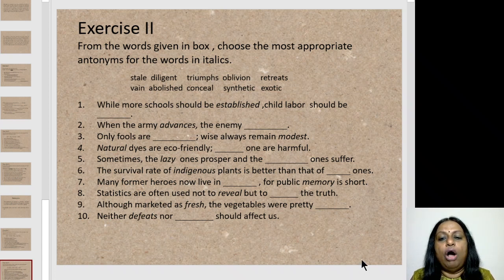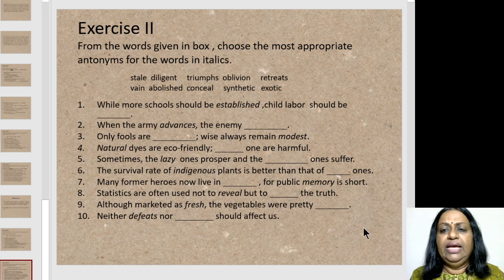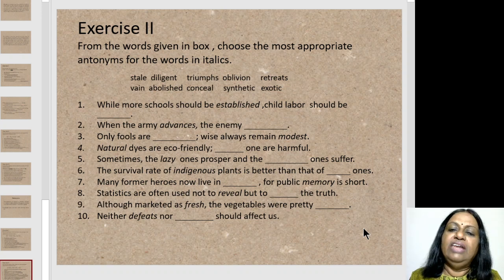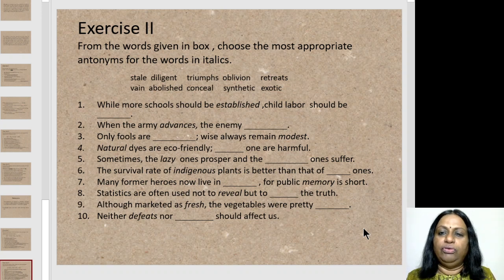7. Many former heroes now live in dash for public memory is short. So we need the opposite of memory. What could be the opposite of memory? From the list that's given here, the most appropriate antonym would be oblivion. Many former heroes now live in oblivion. They are forgotten. They are not remembered because public memory is short. Let's move on to 8.